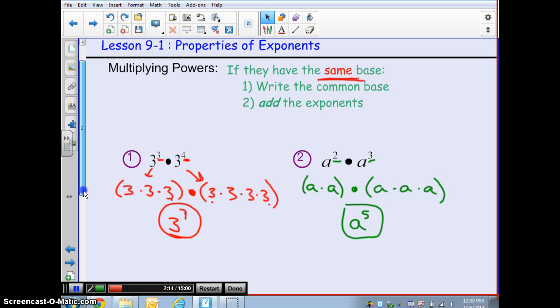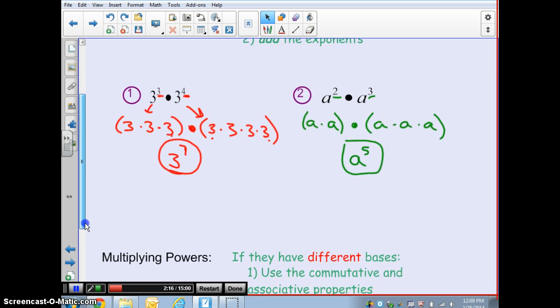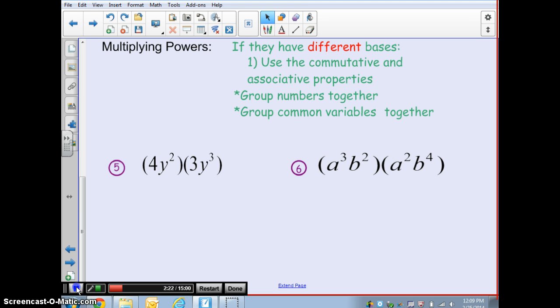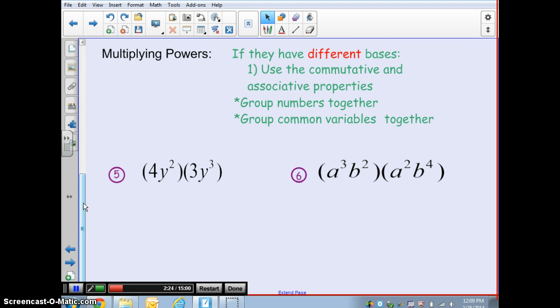So let's try one more down here. These are getting a little more complicated. This time we have a couple of different bases. So what we want to do is group together the common bases and use that same law that we were just using by adding the exponents.